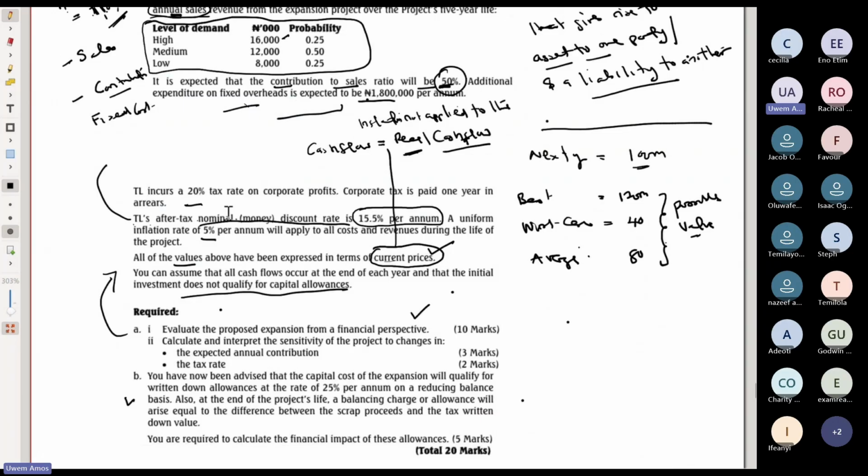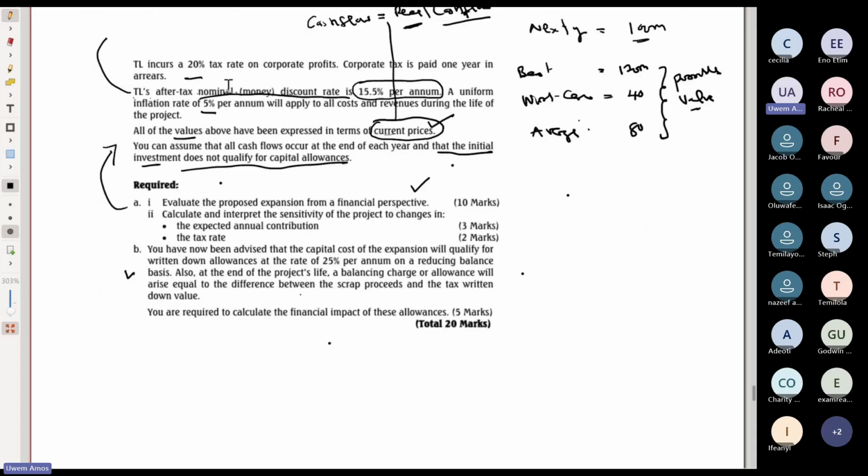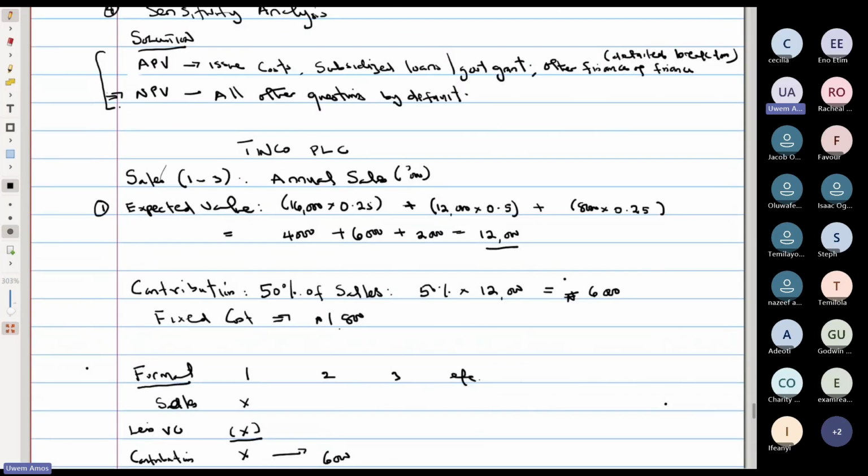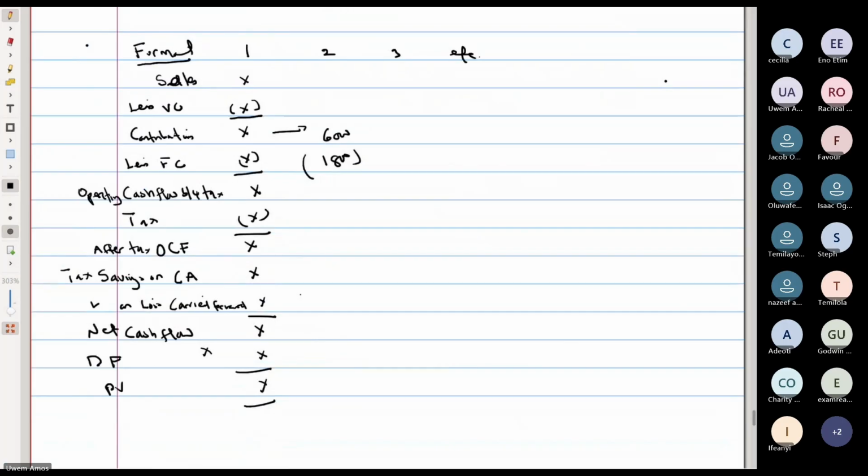Okay. So the question says right here that you should note that the initial investment does not qualify for capital allowance. So in this part of the question we're solving, initial investment, there's no capital allowance because it doesn't qualify. So that means that would not be applicable for our solution. So clearly, we're not going to have tax savings on capital allowance. The question does not mention loss carried forward. So if you want a question that has this, you can look at the previous question we solved. These two would not be applicable.